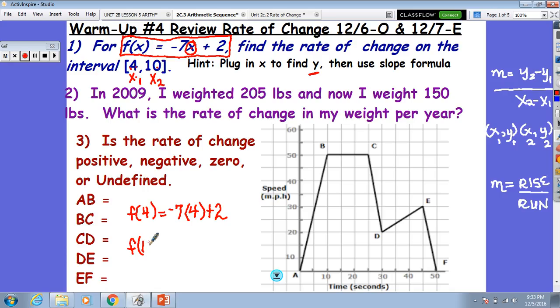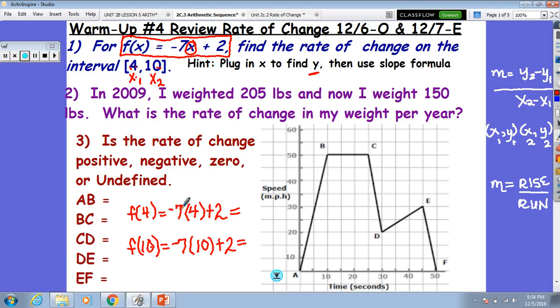So I'm going to say f of 10 equals, I'm going to write this function just like we did when we were evaluating functions. But everywhere I see an x, I get to plug in the number 10 since that is my input value over here. Okay, so that's negative 7 times 10 plus 2. Now what we get out of here is our output or our y value. Remember, y is the output, x is the input.